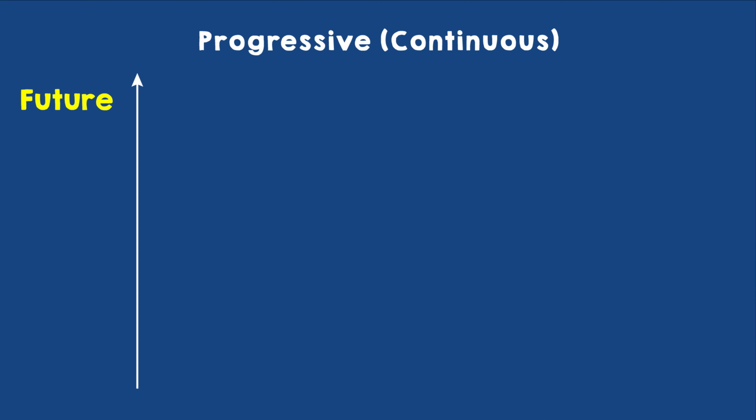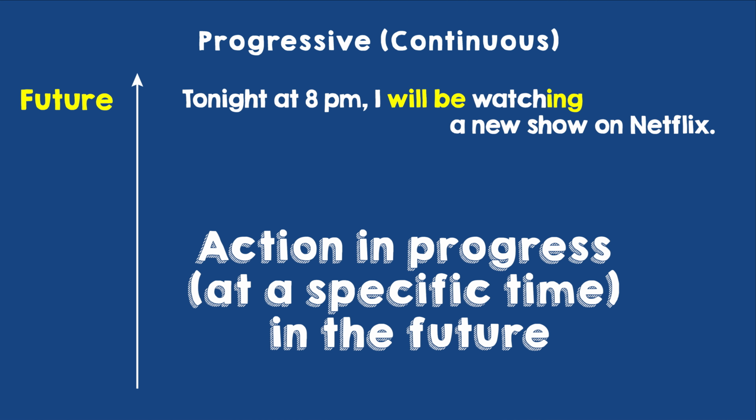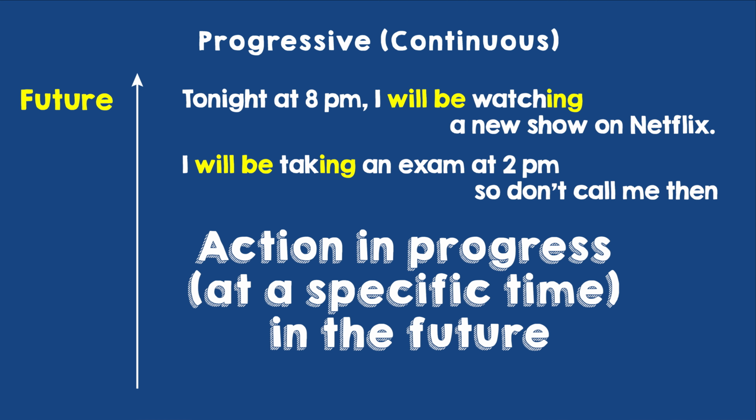We use future progressive to describe an action in progress at a specific time in the future. Tonight at 8 p.m., I will be watching a new show on Netflix, so don't bother me with anything. I will be taking an exam at 2 p.m., so don't call me then.